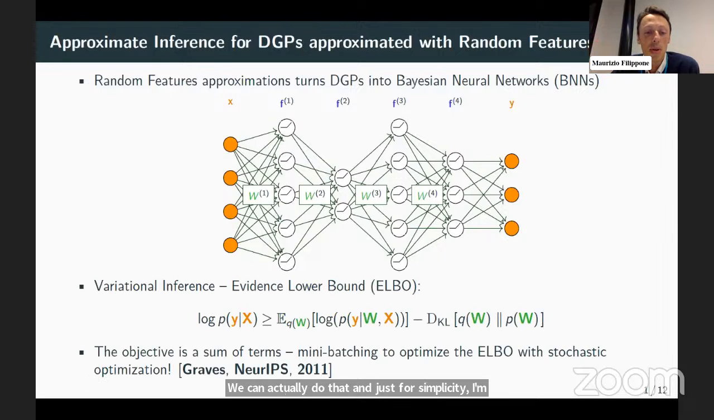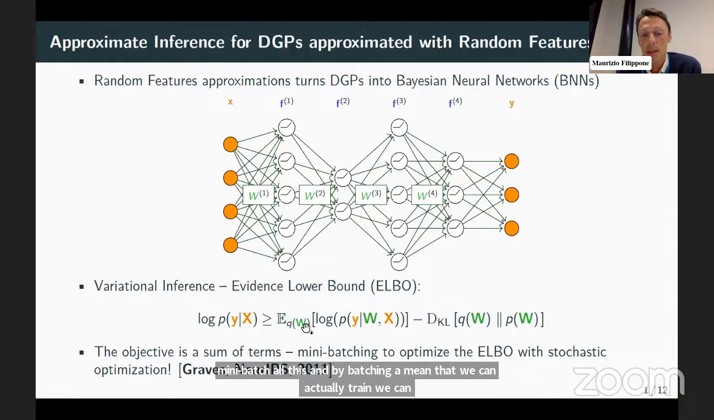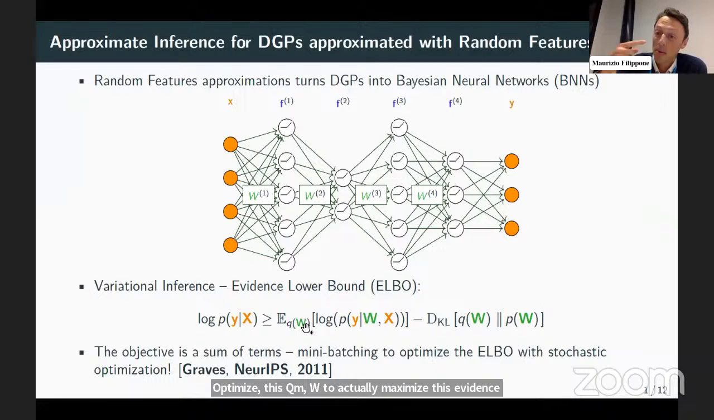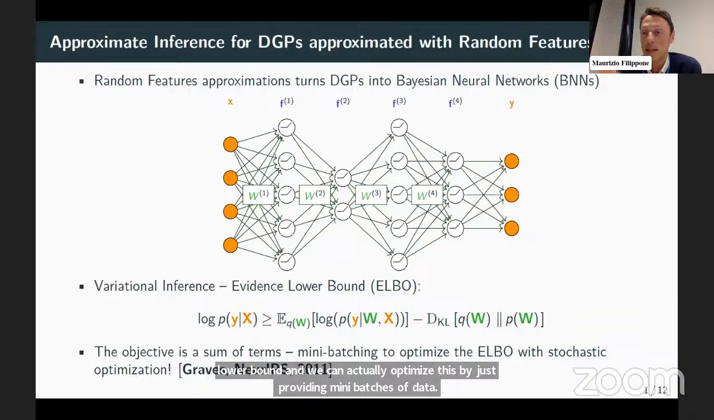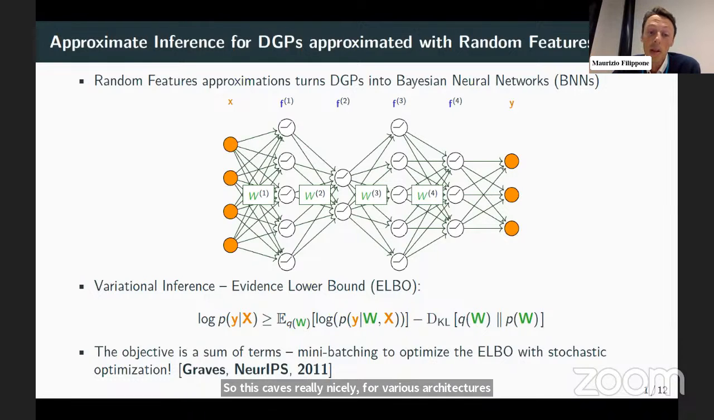And so we chose to do variational inference because we could come up with an evidence lower bound, which is easy to optimize with stochastic optimization. We can mini batch all this. And by mini batching, I mean that we can optimize this Q of W to maximize this evidence lower bound by just providing mini batches of data. So this scales really nicely for various architectures and various sizes of the data. This was proposed by Graves in 2011.